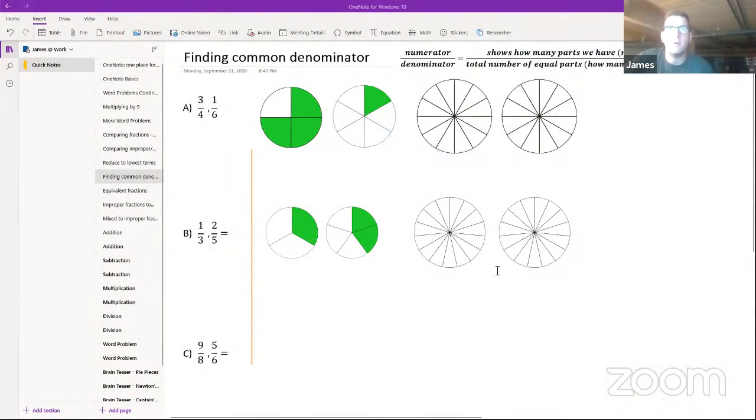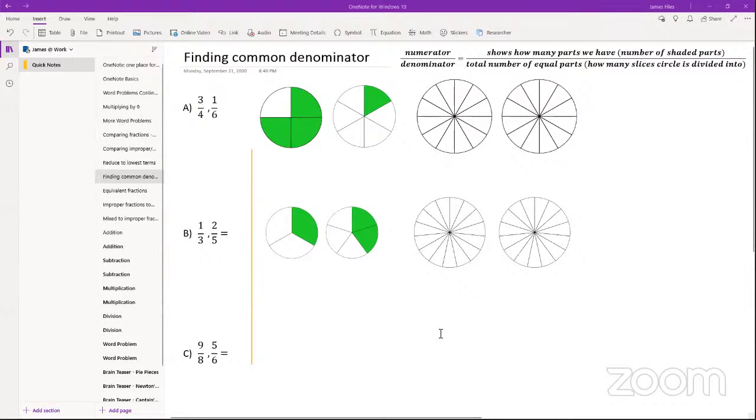All right, I want to make sure my screen sharing is working before I get started. Can you guys see the screen? Okay. Yeah. Good to go.